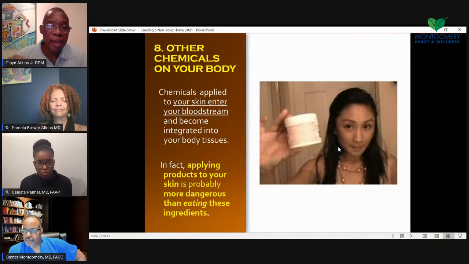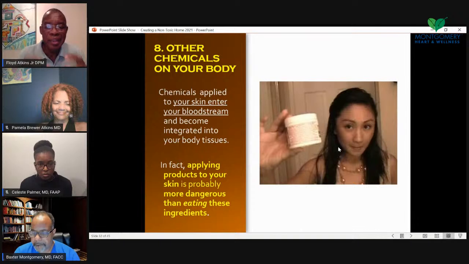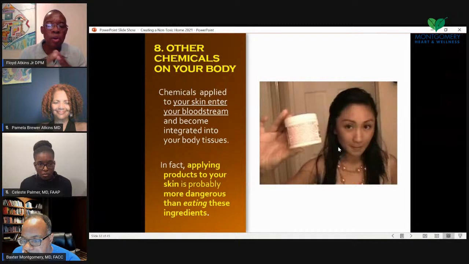What I want to say in this slide is that we apply chemicals to our skin. What happens is the chemicals go directly through our skin. 40% of what you put on your skin is directly absorbed into your bloodstream. So in fact, putting chemicals on your skin is more deadly than eating them, because when you eat them, you can have what we call a first pass effect where your stomach can break them down and you don't get the full effect of the chemical. But when you put them on your skin, 40% goes directly into your bloodstream, and then you'll have an immediate impact.